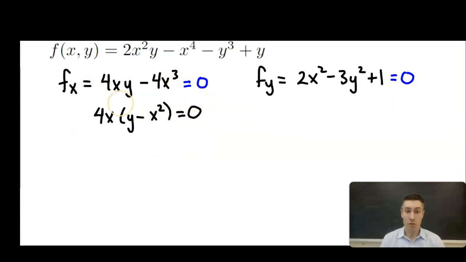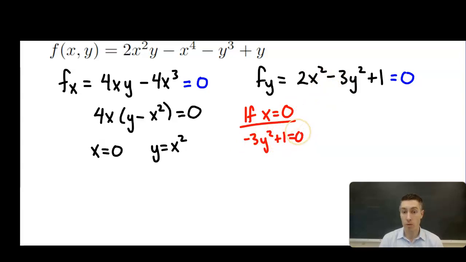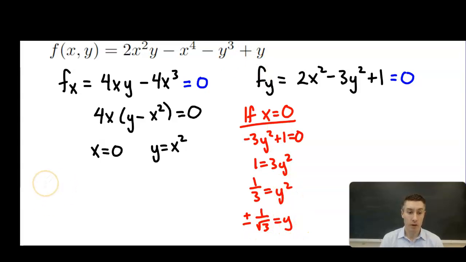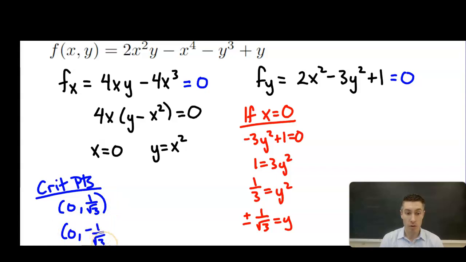So that means that the first order partial derivative is equal to 0 when either x equals 0 or y equals x squared. So this breaks us into a case study. So we have to consider both of these cases when we're moving into the partial with respect to y. Okay, so if x equals 0, under that case, we would get negative 3y squared plus 1 equals 0. So that would be 1 equals 3y squared, 1/3 equals y squared, plus or minus 1 over the square root of 3 equals y. So if we create a list of critical points, our first two are (0, 1 over the square root of 3) and (0, negative 1 over the square root of 3).